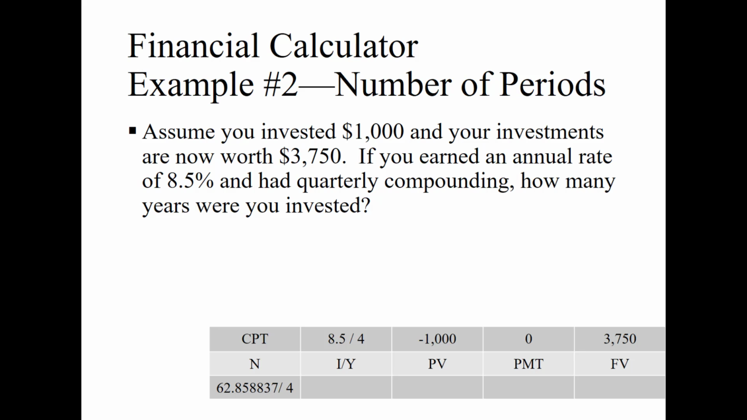So here we see our next example. Assume you invested $1,000 and your investments are now worth $3,750. If you earned an annual rate of 8.5% and you had quarterly compounding, how many years were you invested? So in this example, it's important that we distinguish between the number of years and the number of quarters. Just like with our formula, we had to make an adjustment for quarterly, and we'll do that with our calculator as well.